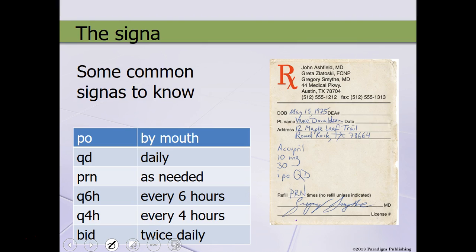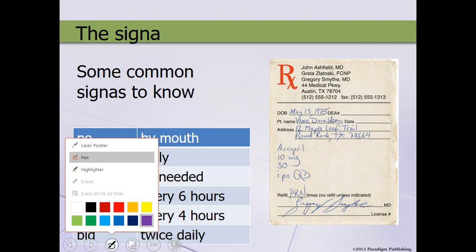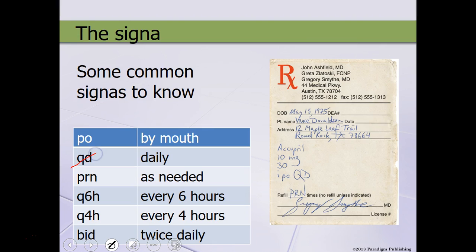Some common SIGNAs to know. There's also a table at the back of your book, your lab textbook, to help you with the SIG codes. So PO is by mouth. QD is daily, although that's one of the ones that we're not supposed to be using. We're just supposed to write daily. PRN is as needed. Q6H would be every 6 hours. Q4H every 4 hours. And BID is twice a day.